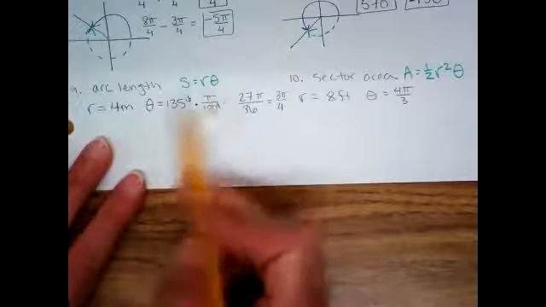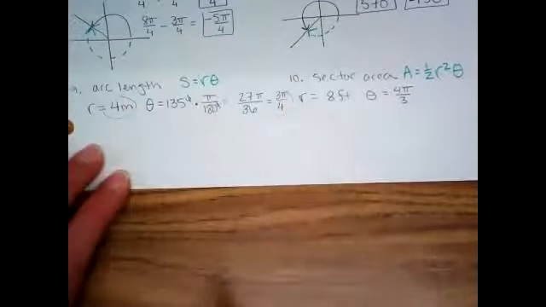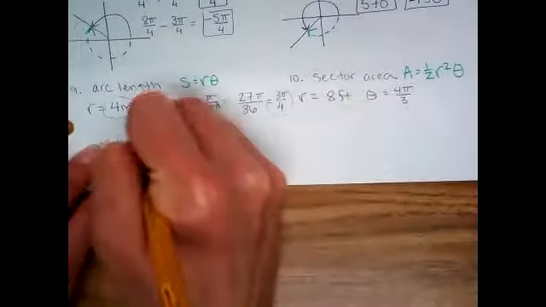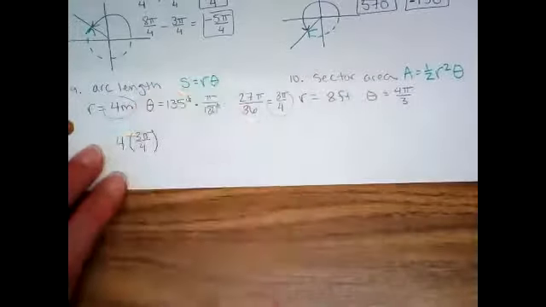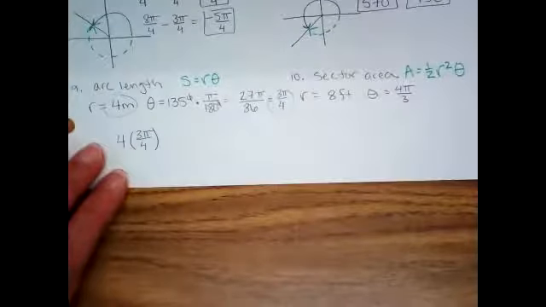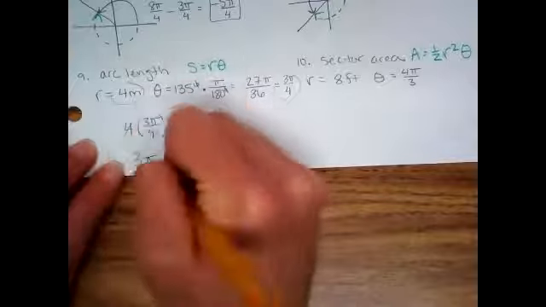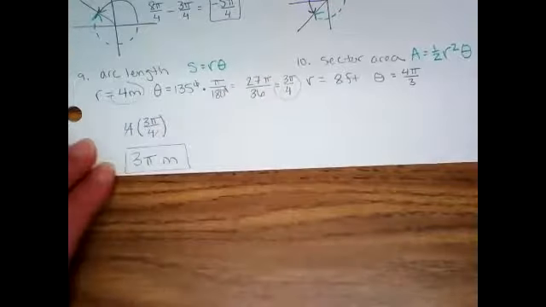But this is the easiest formula in the world. You literally just multiply these 2 things together. So it would be 4 times 3 pi over 4. And actually, then the 4s are going to cancel. So what's your final answer? Yeah, 3 pi, and it was meters. 3 pi meters.